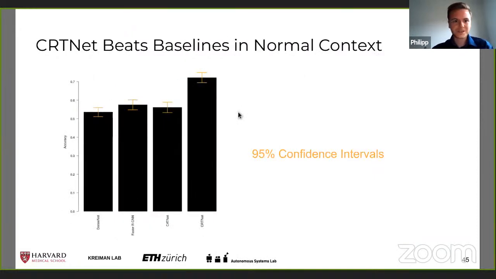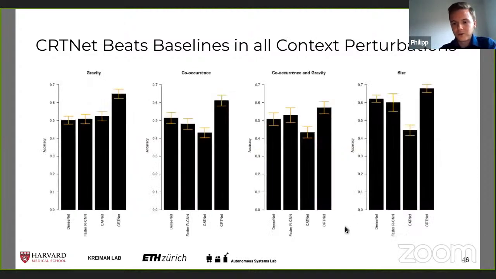Okay, well, here we just have the comparison of CRTNet versus the other baseline models. We were able to show here that it outperformed those models by quite a good margin in the normal context, and also in those perturbed context conditions. Sometimes by a larger margin, sometimes it's a bit closer, like here where we do have overlapping confidence intervals.